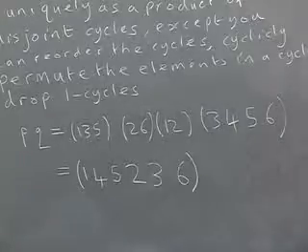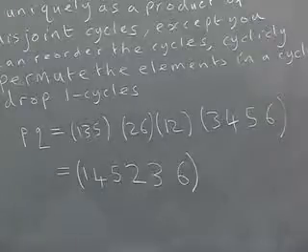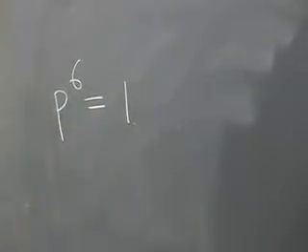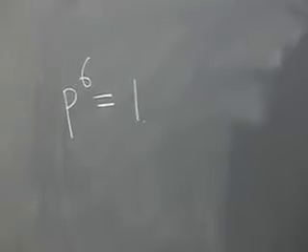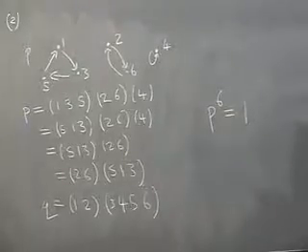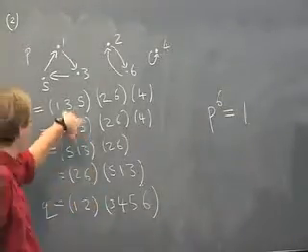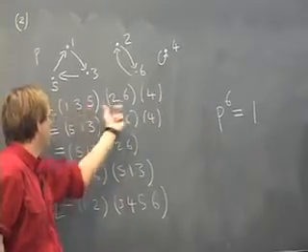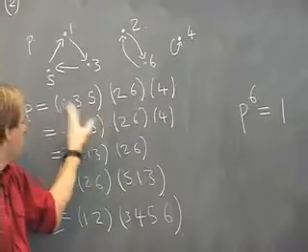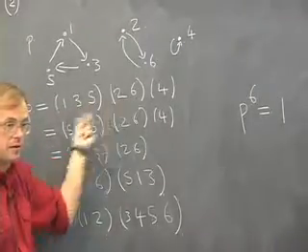What's p to the 6, by the way? It's the identity, right? How did you see that? There's an element of order 3, and an element of order 2, and an element of order 1. So if you raise it to the 6, then they all go to 1. Yeah, that's right. It's a product of things that commute with each other, because disjoint cycles with no common element commute, as I explained here.